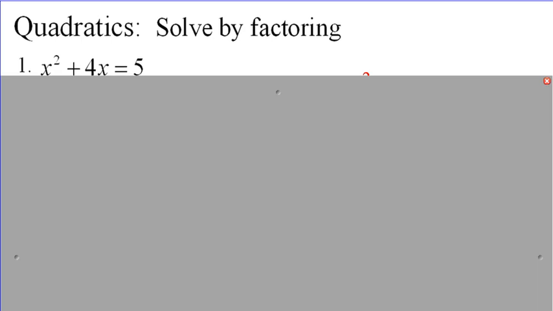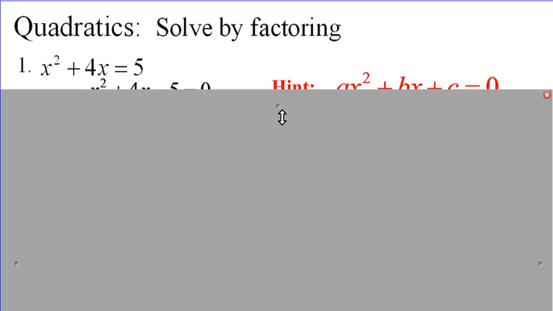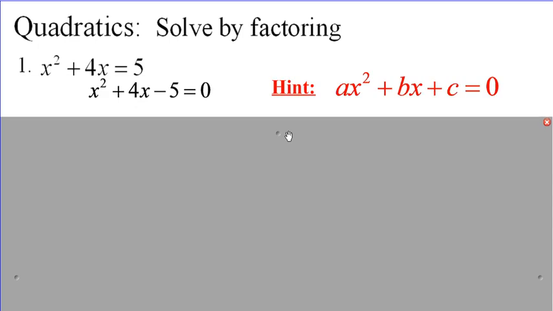For number 1, we have x squared plus 4x equals 5. When working with quadratic equations, when we want to solve by factoring, we always want to make sure that the equation is equal to 0. So we want to put it into standard form. In order to do that, we would have to move the 5 to the other side of the equal sign, and we would have to subtract it. So now we're working with our equation, x squared plus 4x minus 5 equals 0.